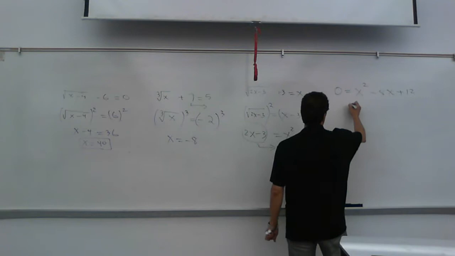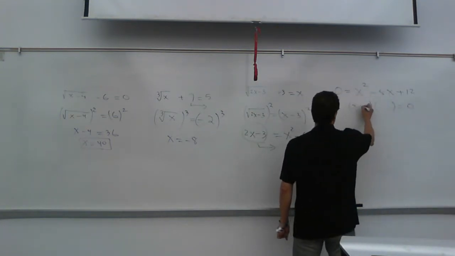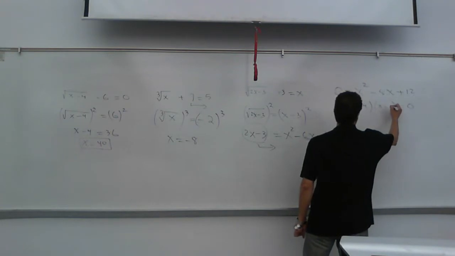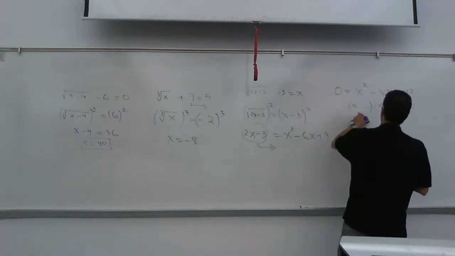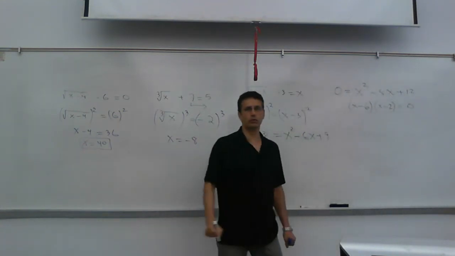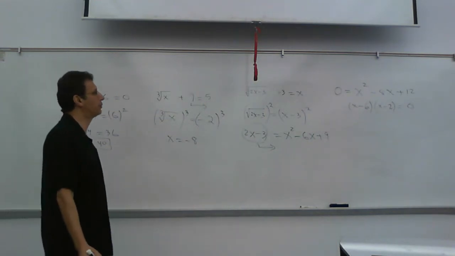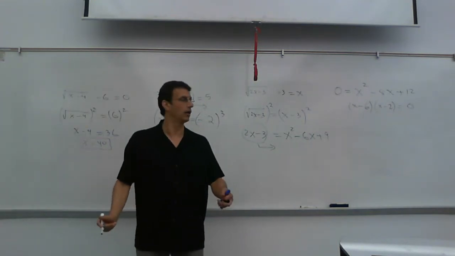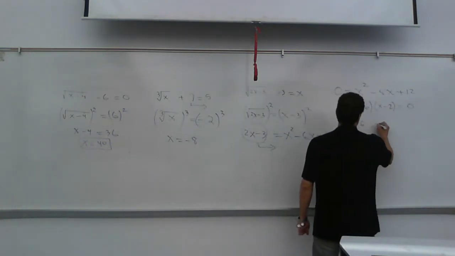So what do we have? x minus 4, x minus 4. No, wait, I'm right. x minus 6, x minus 2. OK, that's better. You want two numbers, the product is C, which is 12. The sum is B, which is negative 8. And therefore, x is what? 6 and 2.